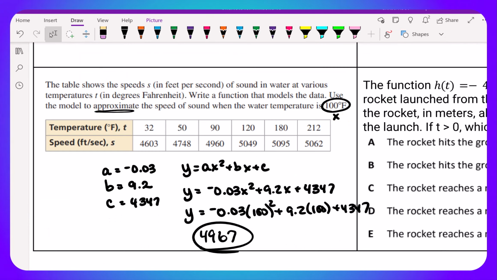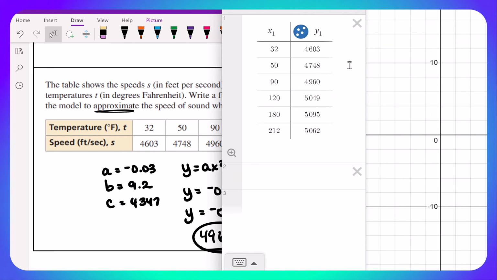Okay, so I already have this one worked out for you. It gives you a table of values, and it is asking you to find an equation that models the data. So that is otherwise known as a regression. It is a quadratic regression. And I'm going to go ahead and show you how to do this on Desmos. So I've got my data values typed in right here in the table.